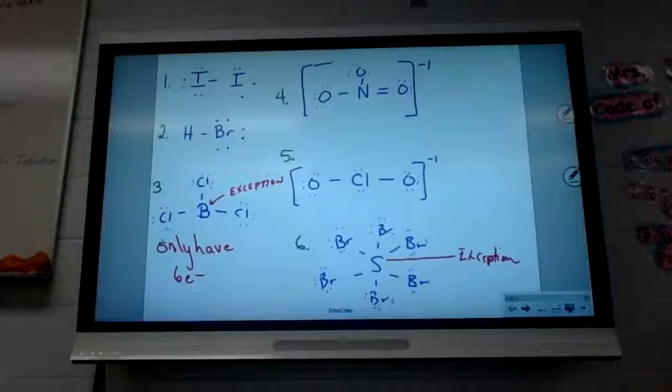Wait, so boron will only have 6? Say what now? You said boron will only have 6? Yes. Yes, ma'am. Can I get that? Yeah, come here. Is that for BCl3? Yeah. How many electrons did you have? If you drew it and you followed the 8 rule, you probably double bonded. Yeah. Take away a double bond, and then you'll have it. It's just an exception. It doesn't form 8 on boron.